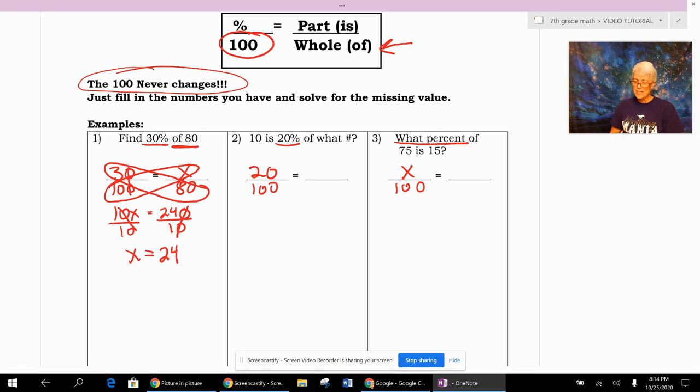All right, let's go to the next one. If you get nothing else out of these notes, I hope you get where to place the numbers. So the next one, number 2, says 10 is 20% of what number? So the is, we have, the is 10. Of, we don't know, so I'm going to put an X here.